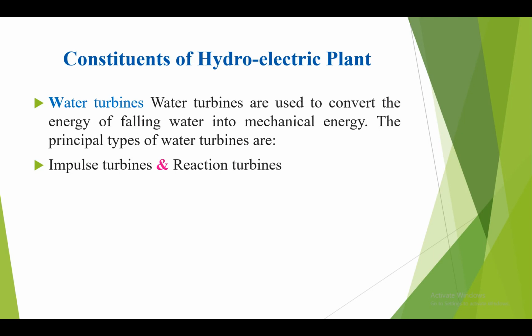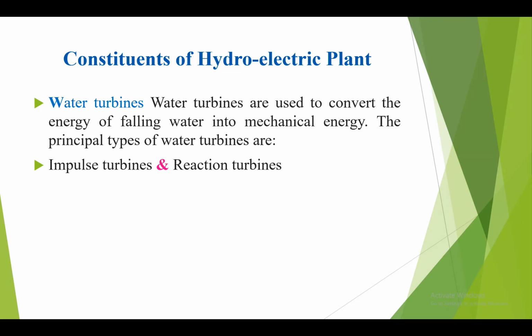So water turbines are used in hydroelectric power station to convert the energy of falling water into mechanical energy. And we have two major parts of turbine, that is impulse turbine and reaction turbine. So mainly the falling water have energy, and this energy is converted into mechanical energy by using turbines. And we know that these turbines are coupled with the alternator that convert this mechanical energy into electrical energy.